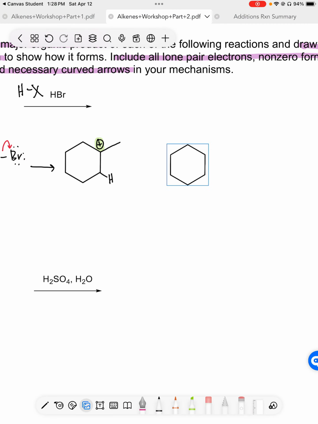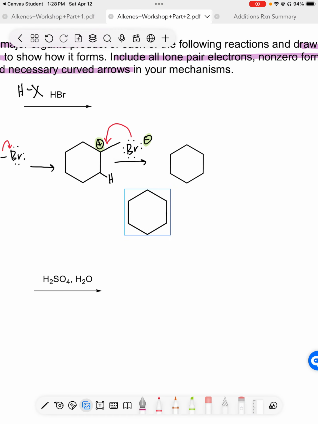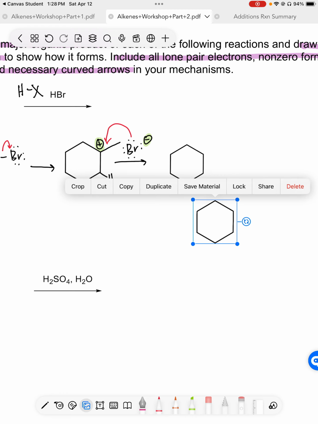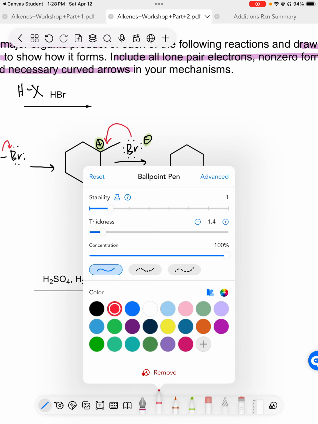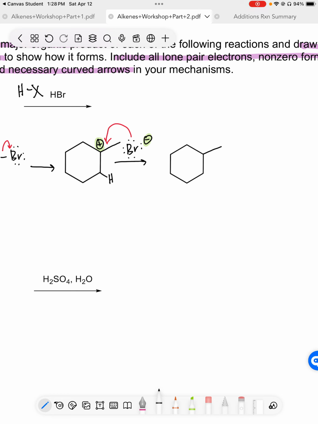Okay, now we're going to attack with our bromine. And a good way to remember where your bromine is going to attack is it's kind of easy to see. You've got a minus here and you've got a plus here. And so you can see that this bromine is going to attack where that plus is. So we're going to add that bromine to that carbocation. Like this.